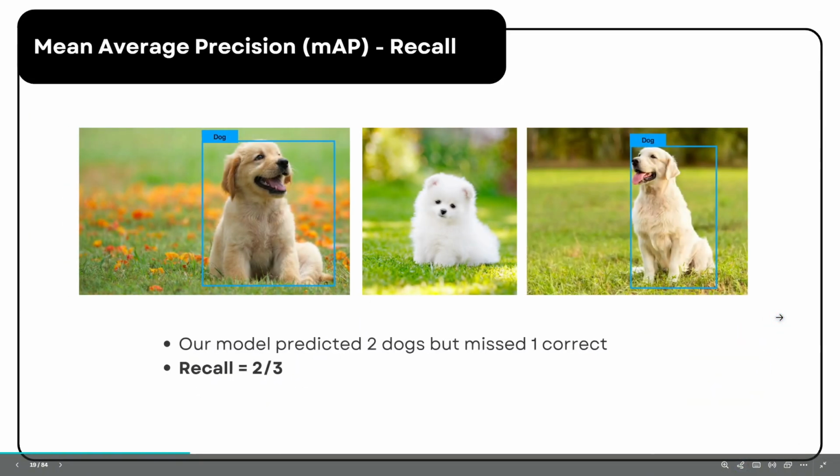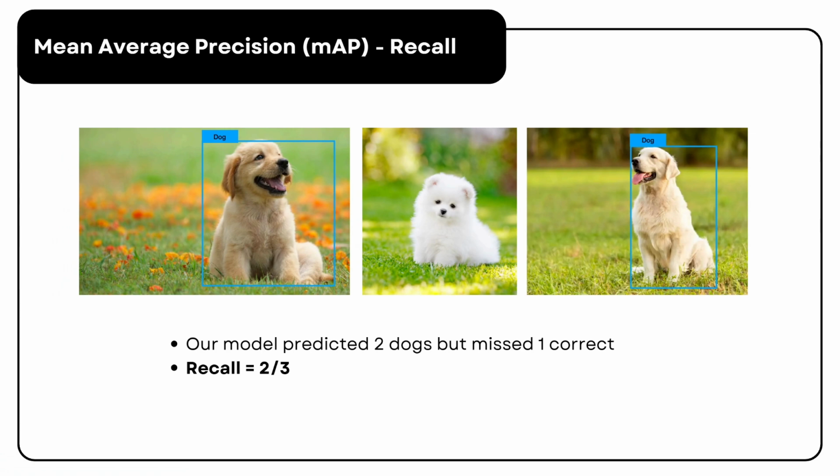Next, about recall. Following up on precision, let's now take a look at the other key metric for MAP, which is recall. Recall answers the question: of all actual objects in the image, how many did the model correctly detect? So in this slide, we have three actual dogs.